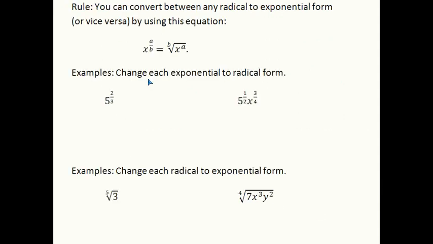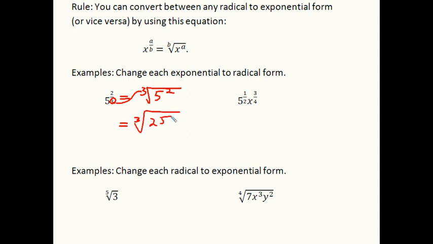Here's a couple examples. Change each exponential to radical form. From that rule above, we see that this is going to be equal to, we're going to have a radical. Our 3 is going to be the index, and then 5 squared, 5 goes under the radical, and then 2 is the exponent. So we can rewrite this as the cube root, and 5 squared is 25.